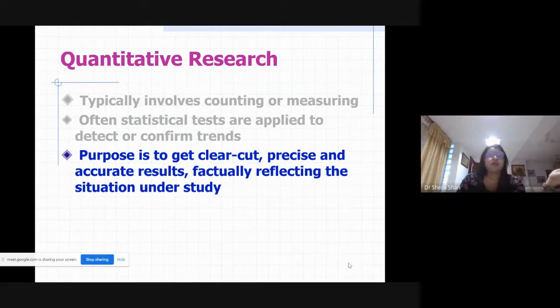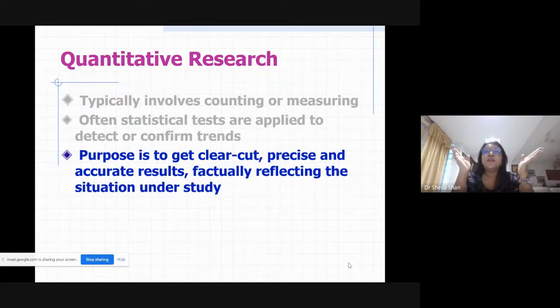You just give them the questionnaire and then you analyze, and then you come up with the results. Here, there is a group of people who don't agree with quantitative research. They say it's nothing. You don't even know your respondent. And sometimes you can also manipulate the data, right? But of course, we have one school of thought that supports quantitative research.